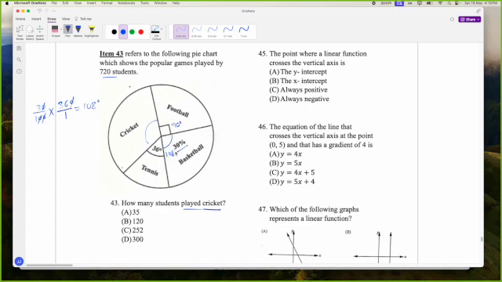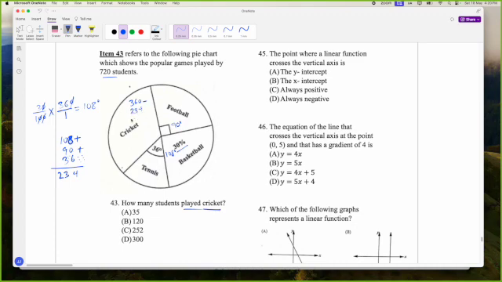So if this is 108 degrees, then you'll have 108 plus 90 plus 36. That gives me 234 degrees in total. So how many degrees for cricket? For cricket, it is 360 minus 234.